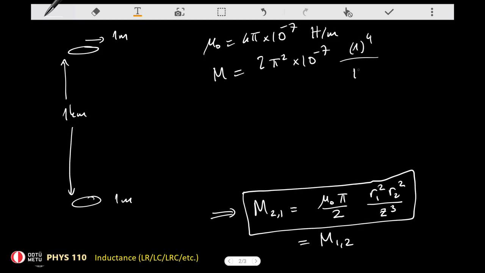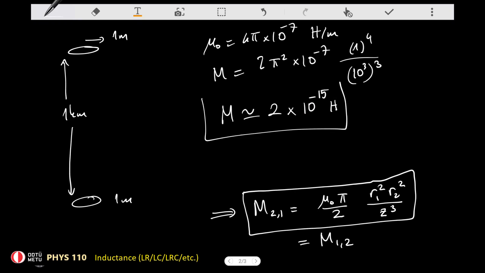And then 1 kilometer is 10 to the 3 meters. So I'm going to take the cube of that. So pi squared is about 10. So that's going to give me 2 times, this is 10 to the minus 6 with 10 to the minus 9. So I get 10 to the minus 15 Henry. So that's the mutual inductance between these two distant circuits.